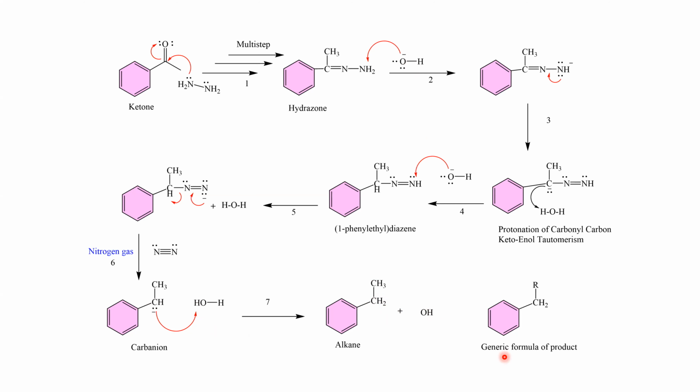So now this is the generic formula of the product that you will get. Whatever the R groups are attached to this carbon, that carbon has been converted into CH2. More specifically, you can name that alkane: starting from the ketone, we converted the carbonyl into the methylene, and we get that alkane, right? So that is the mechanism of the Wolff-Kishner reduction.